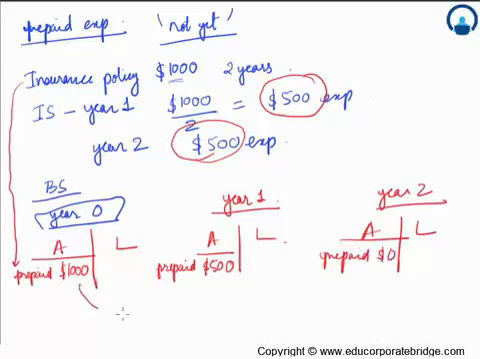So your prepaid expense is moving from year 0 to year 1, year 1 to year 2, and back to 0 in year 2. So this is how prepaid expenses are kind of recorded. Prepaid expenses are essentially intangible expenses. You can call this as intangibles.